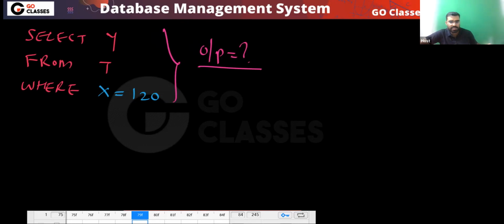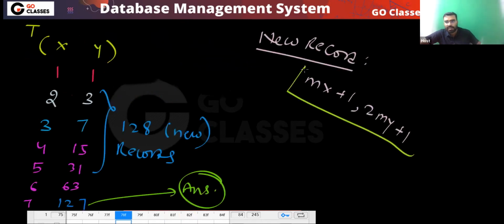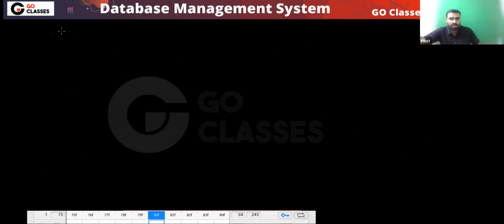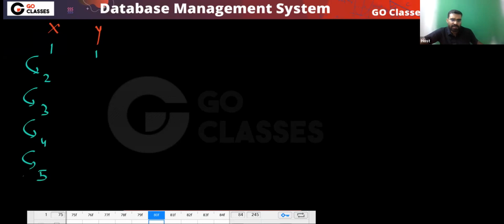See, the question is very simple. If you see the pattern, look at the pattern, what is happening here? Just read the question. Every time x is increasing by 1, right? And y is doubling plus 1. So it's like this, x comma y. Initially 1, 1. Now this is increasing by 1 only, but this is doubling plus 1.